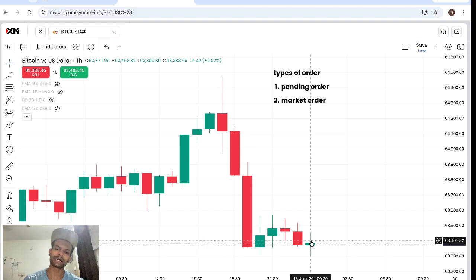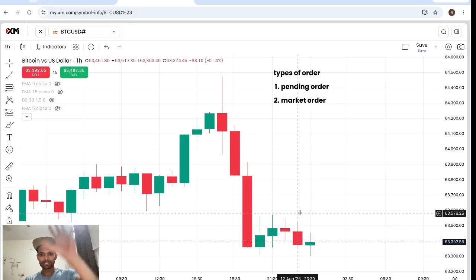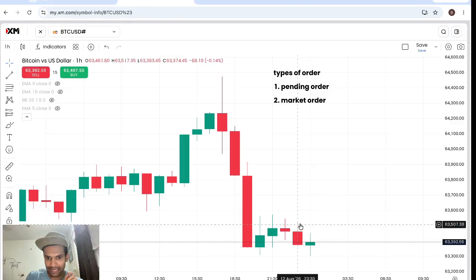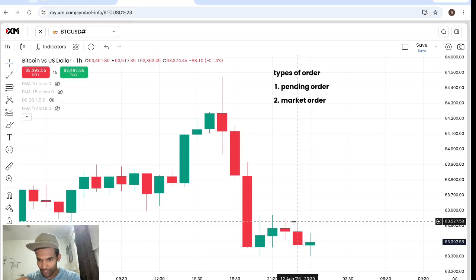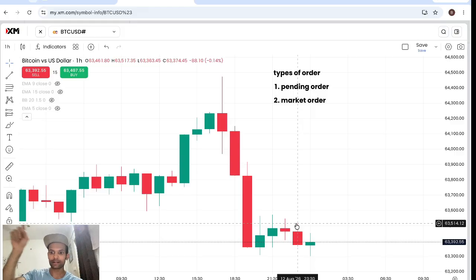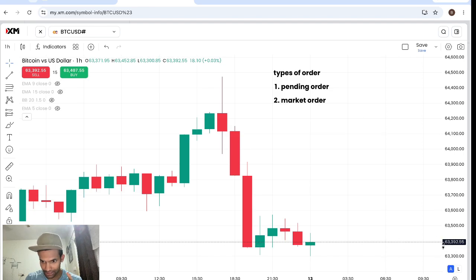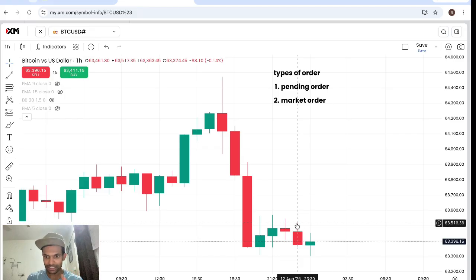Fine. Now let's assume that I want to place some trade. This is the current candle and this is the previous candle. So we'll look at the previous candle high. Let me place the cursor on the previous candle high. If you see the price on the right side, it's showing 63,514 as the previous candle high. The current price, 63,392, is what is going on right now. The previous candle high is 63,516 something.